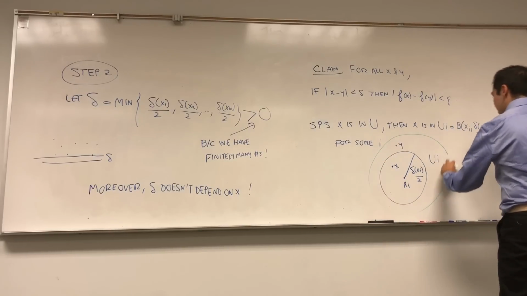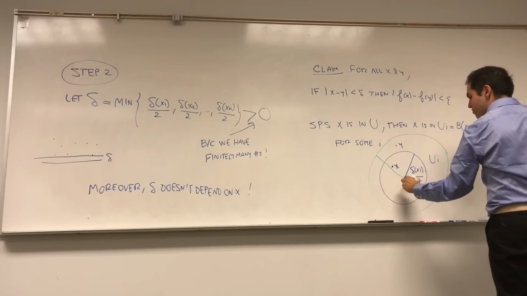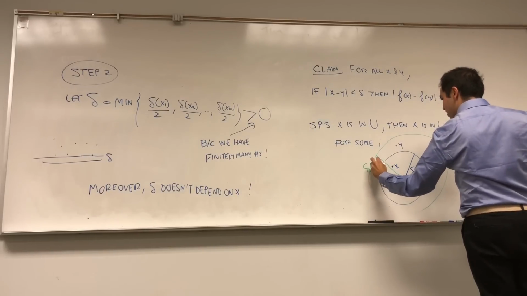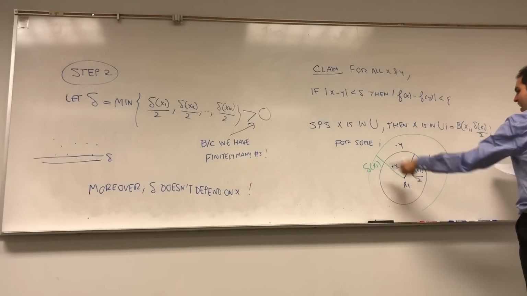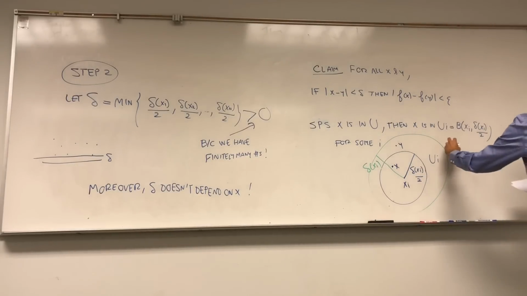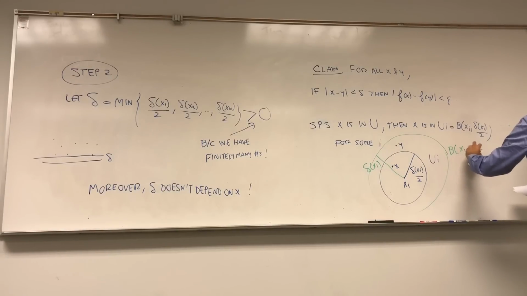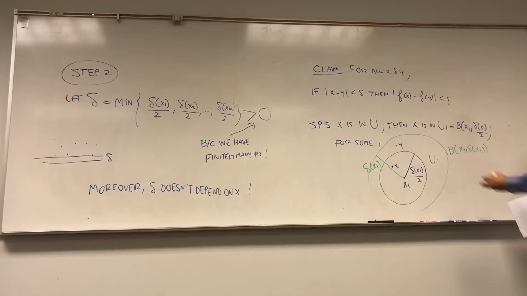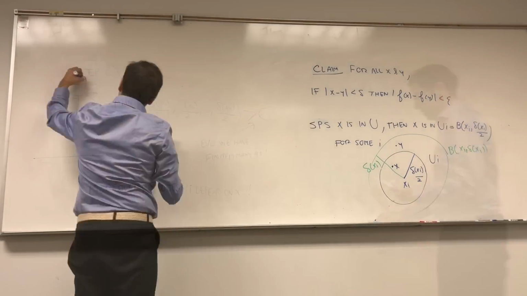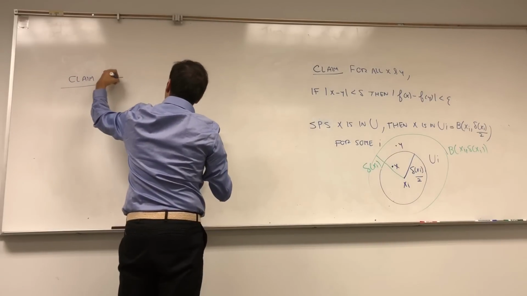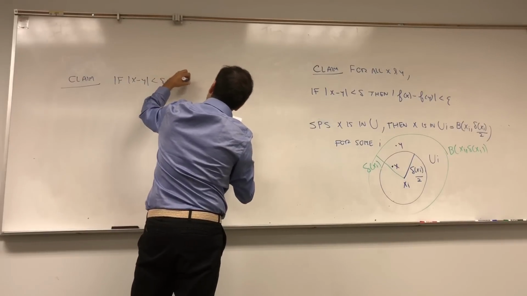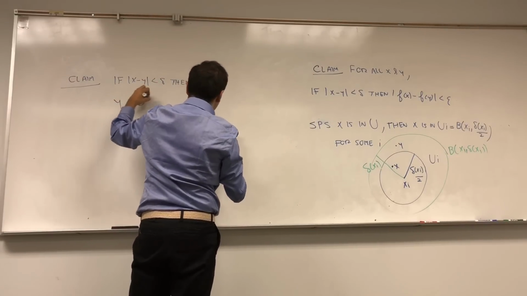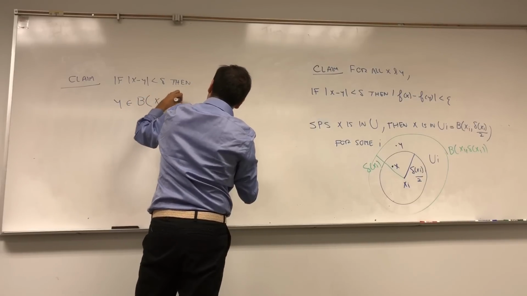So I'm claiming that if you take the ball of center x_i and radius delta_{x_i}, then y is in that ball, B(x_i, delta_{x_i}), which explains why we chose this delta over 2. Okay. If |x - y| is less than delta, then y is in fact in this bigger ball, B(x_i, delta_{x_i}).